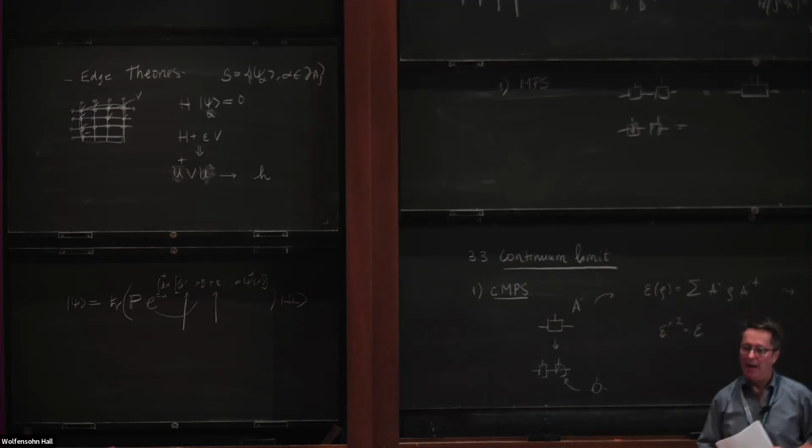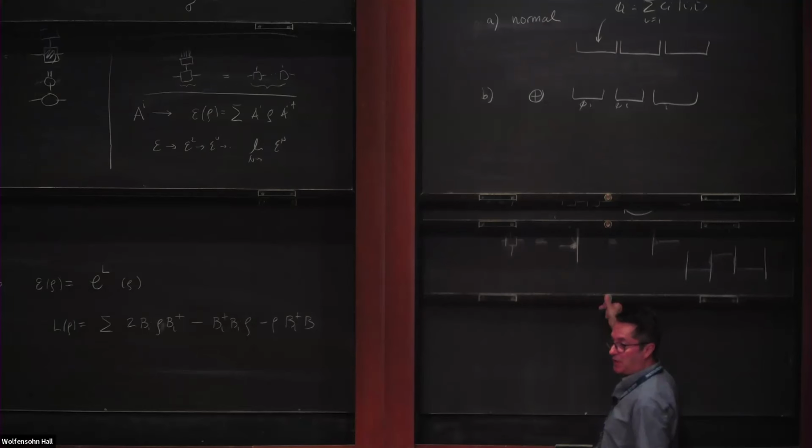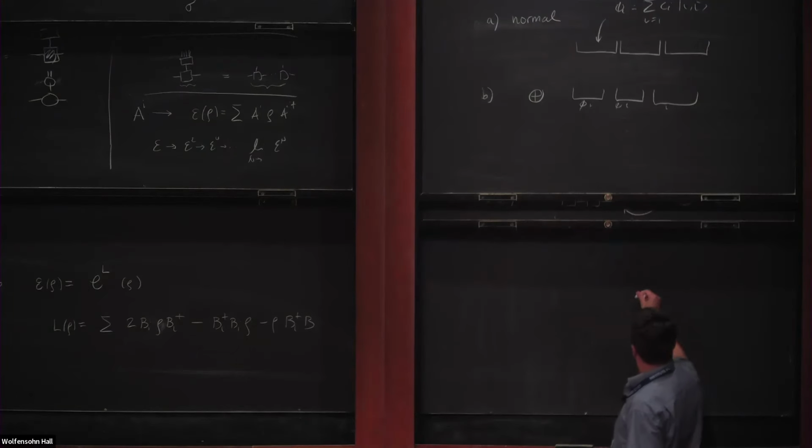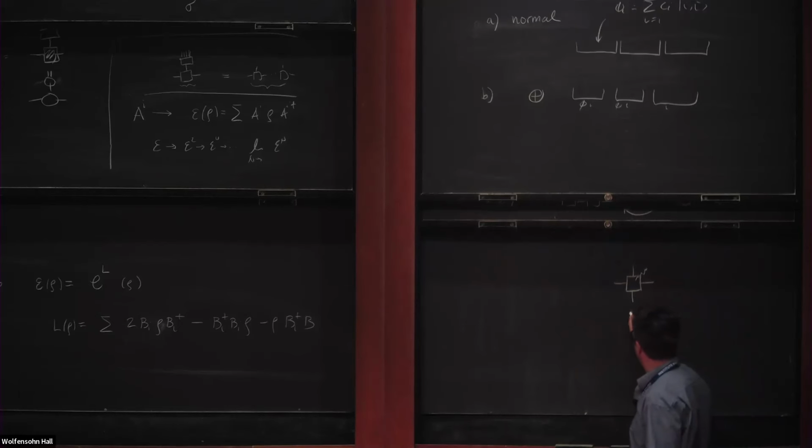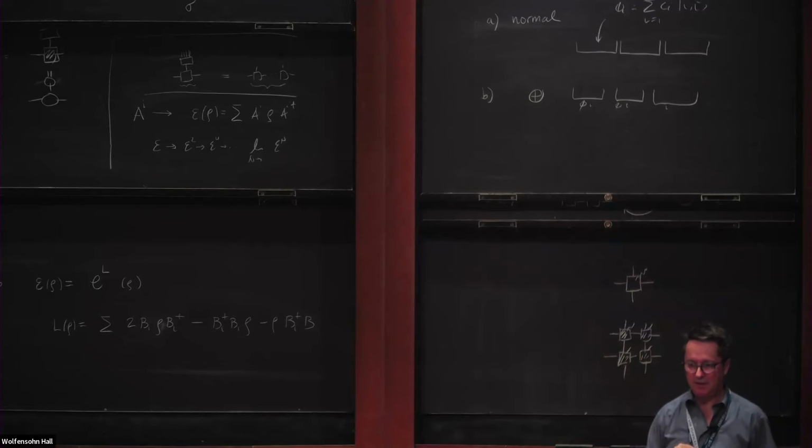Now, what about higher dimensions? That gets much more interesting in higher dimensions, and the reason is that we can try to do the same thing. So I take a tensor, and what I want to do is to divide it and write it in terms of, for example, four tensors in such a way that this gives us the same, up to some isometry acting on the physical index.